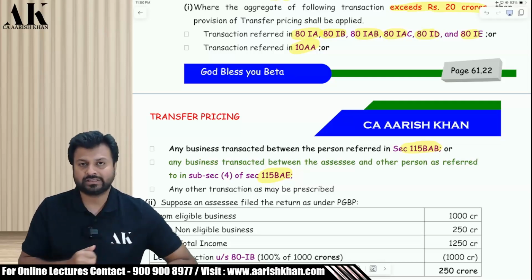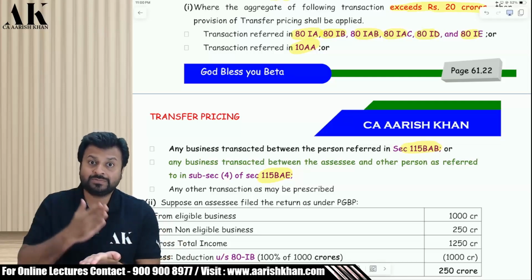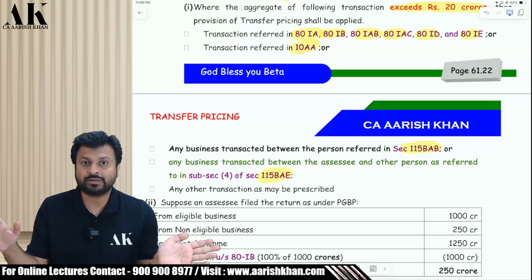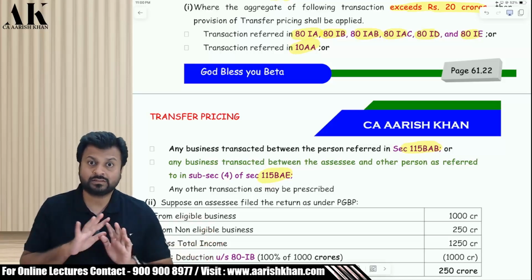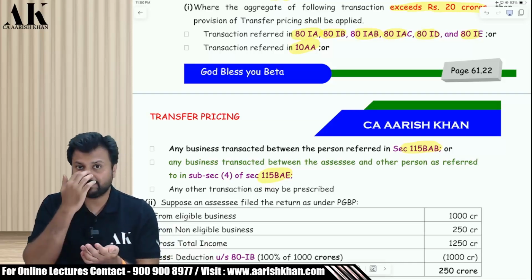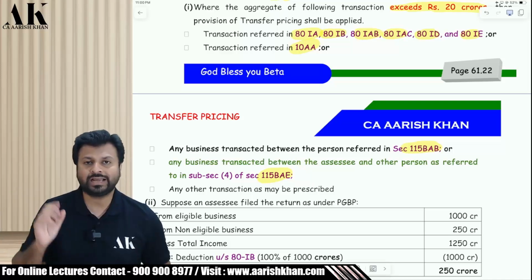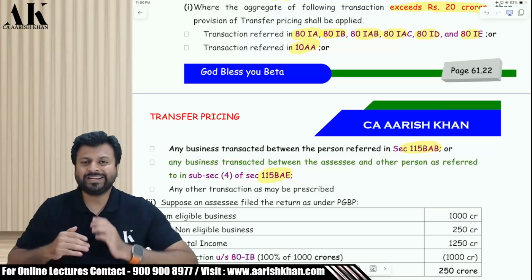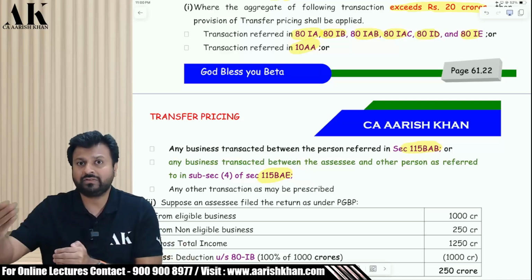A concessional tax rate, like 10AA, 80-IA, 80-IB. These people are eligible for 100% deduction in some cases, 50% deduction in some cases, 30% deduction in some cases, and under 115BAB, 115BAE, these people are eligible for a concessional tax rate, that is 15% tax rate. So they try to manipulate their profits along with their associate enterprise.